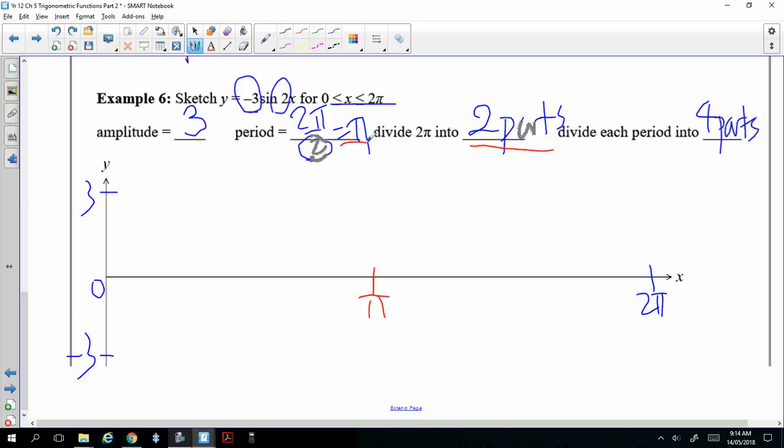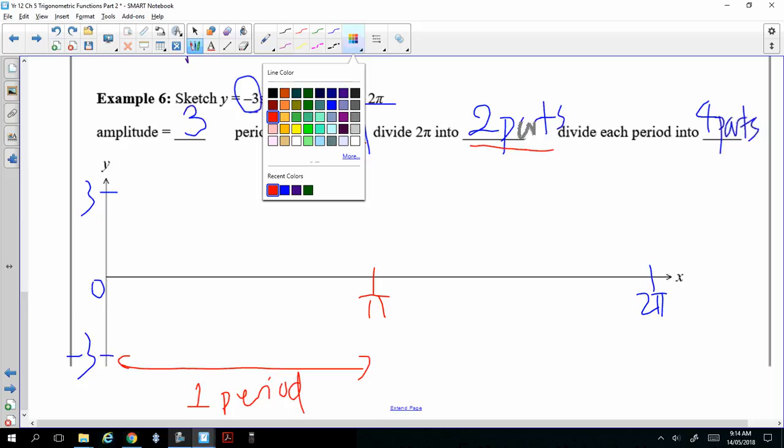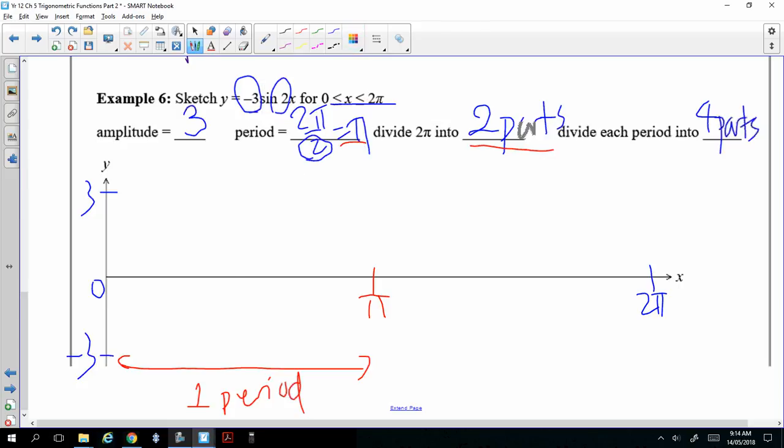And then you divide each period into 4 equal parts. Half, half, half. Like that. Easy. Half in the middle, half again, half again. Right? And once you do that, this one's actually not hard to label. So this is pi over 2. Half of pi over 2 is pi over 4.